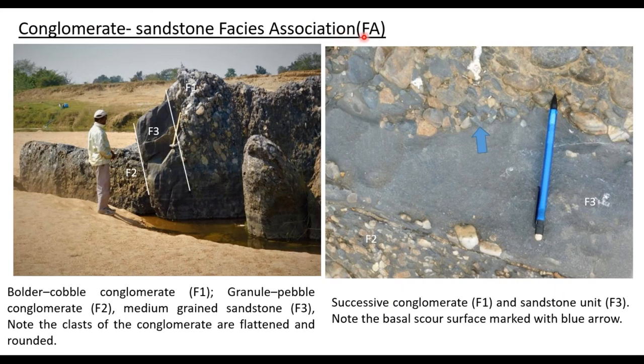Now the facies association FA is described. F1 consists of boulder-cobble conglomerate, locally grain supported to matrix supported. F2 is the pebble conglomerate. F3 is the coarse grain sandstone, parallel laminated. Scour marks within F3 are present.